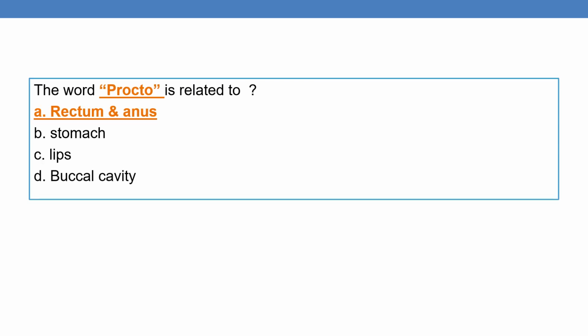The word procto is related to rectum and anus, as in proctoscopy. Proctoscopy is the examination of rectum and anus. The word procto is related to rectum and anus.